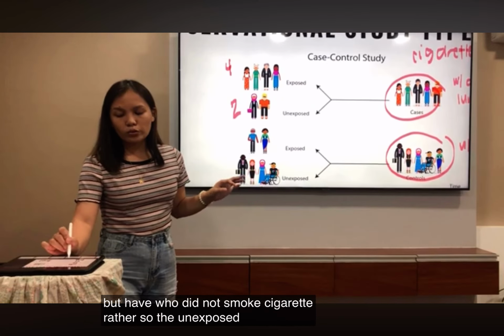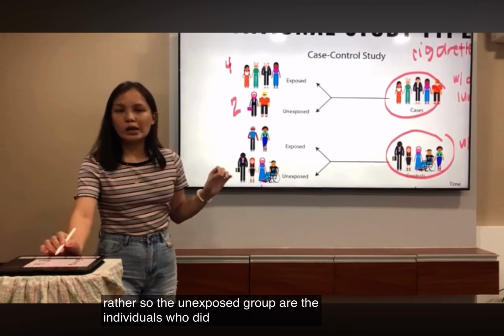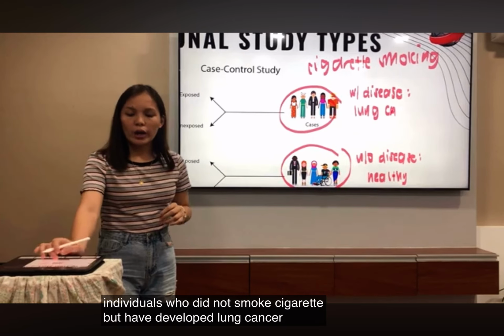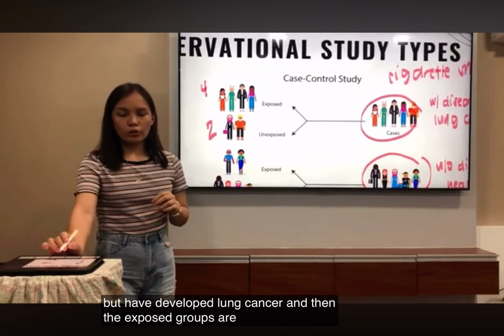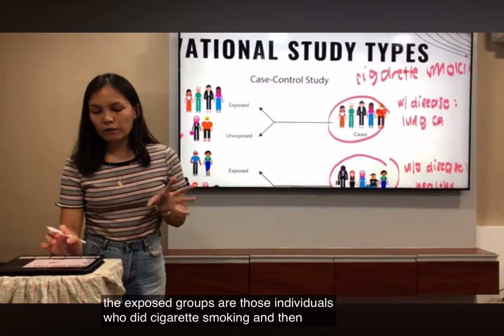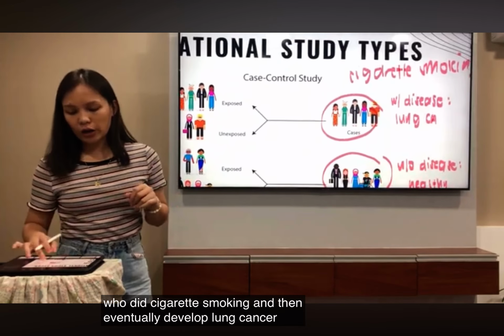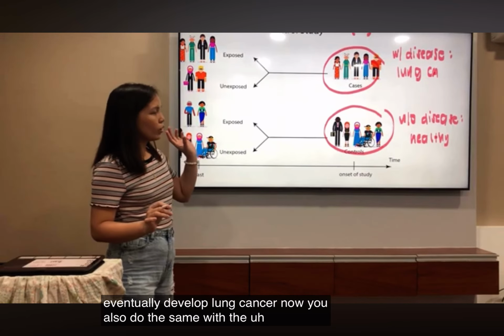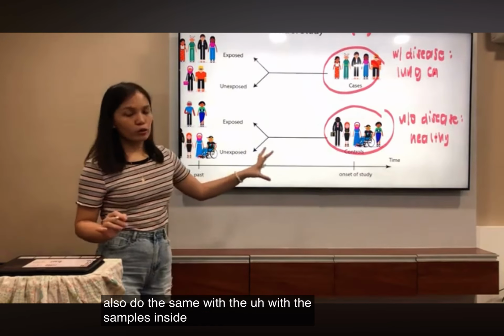So the unexposed group are the individuals who did not smoke cigarettes but have developed lung cancer. And then the exposed groups are those individuals who did cigarette smoking and then eventually developed lung cancer. Now you also do the same with the samples inside the control group.